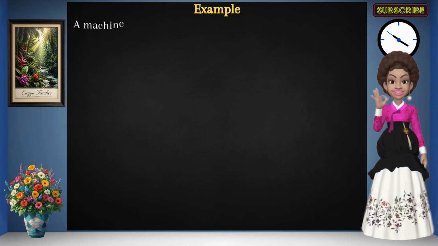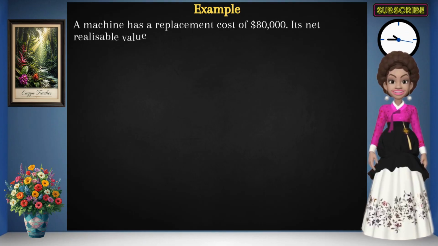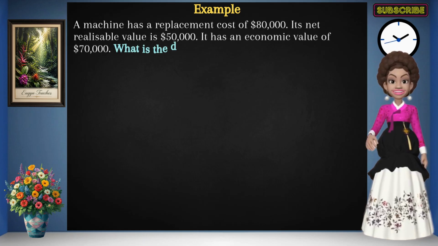Example, a machine has a replacement cost of $80,000. Its net realizable value is $50,000. It has an economic value of $70,000. What is the deprival value of the machine?